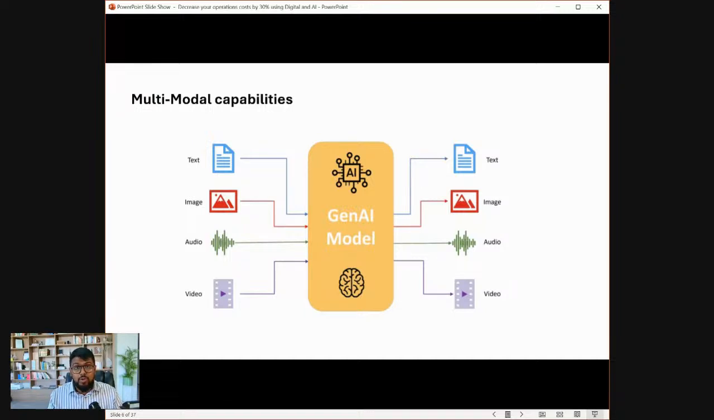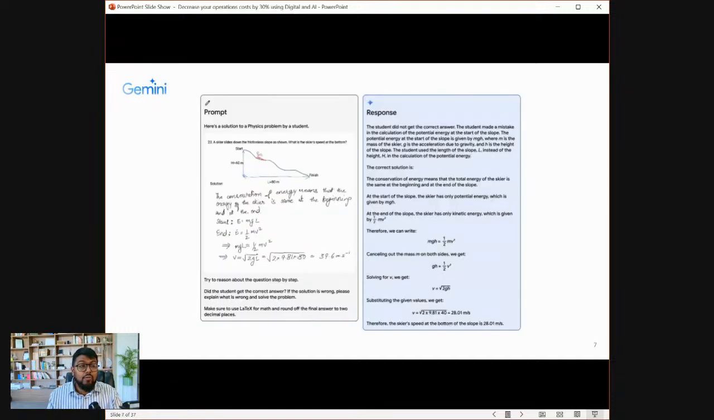I'm going to focus on the automation and operational part of it. One example of this multi-model language model is Gemini by Google, and this is an example of a solution that has been done by a student to a physics problem. It is in a handwritten format. A photo has been taken and uploaded to Gemini.